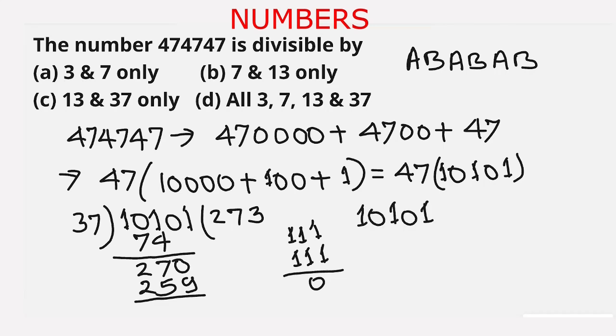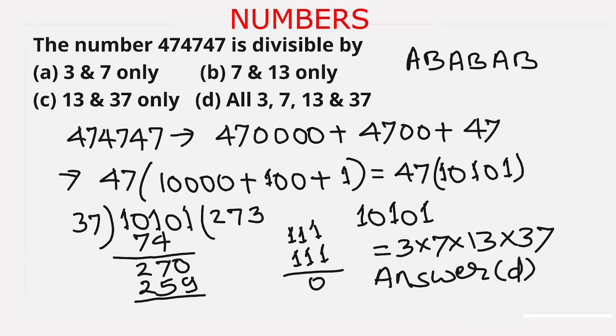And actually, 10101 is equal to 3 multiplied by 7 multiplied by 13 multiplied by 37. Therefore, it is divisible by all 3, 7, 13 and 37. And from the given options, our answer is option D. You keep this in mind or memorize it. All such numbers of the form ABABAB are divisible by 3, 7, 13 and 37. We go to the next question.